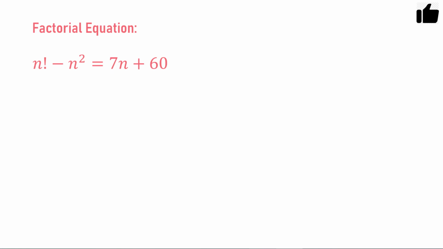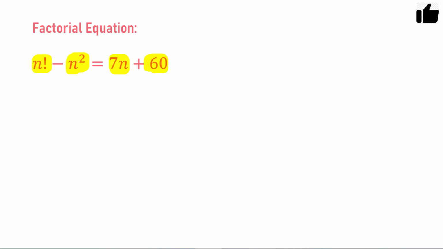Hello friends, in this problem we have to solve a factorial equation, and the equation is n factorial minus n square equals 7n plus 60. How will you solve this problem? Now to solve this problem you need to know what is factorial, the definition of factorial.